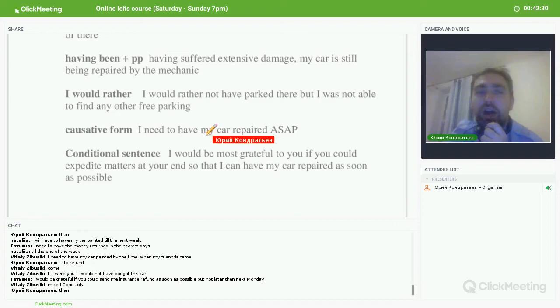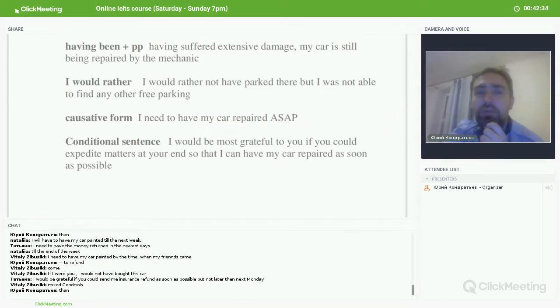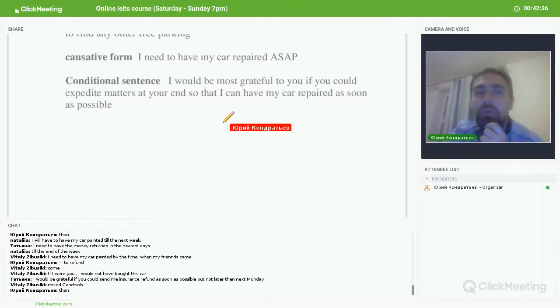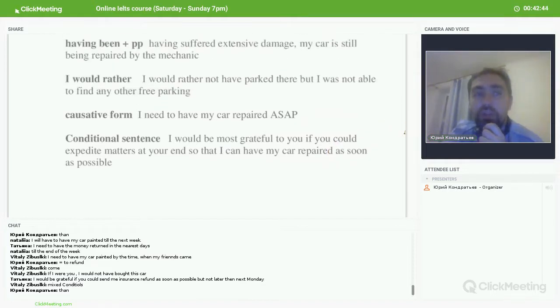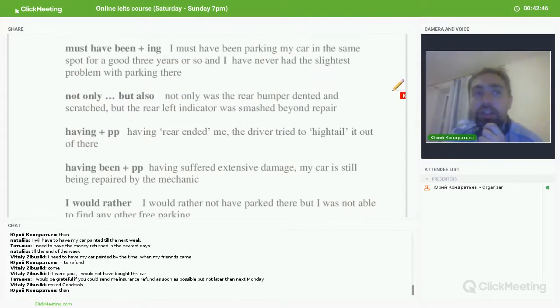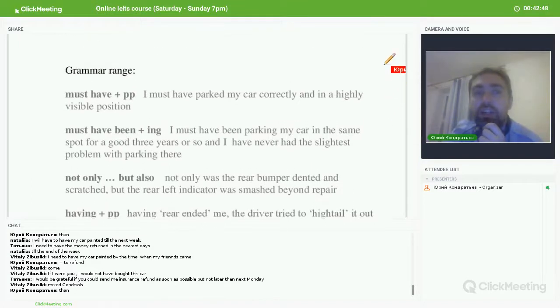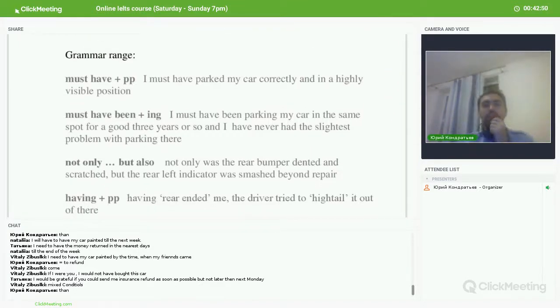Causative: I need to have my car repaired as soon as possible, or as soon as it is humanly possible. I would be most grateful to you if you could expedite matters at your end so that I can have my car repaired as soon as possible. So it's 1, 2, 3, 4, 5, 6, 7, 8 different constructions that you can add to the letter.